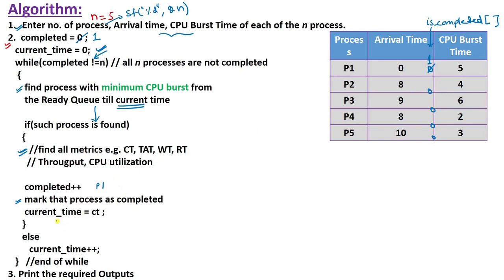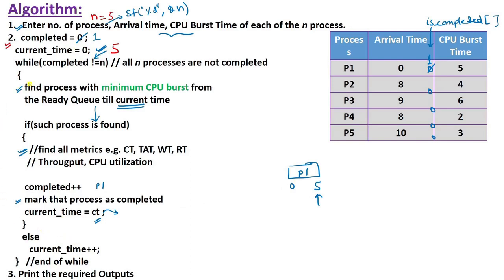After that I am saying this P1 is completed. At how much time is P1 completed? 5. This 5 is the completion time, so CT is the completion time. See, this is the pseudocode. I am not using the structure like ps[i].ct. This is just the pseudocode. We'll see in the actual code how this CT can be written. So the current time will now become 5. Okay, so the current time is 5 now.